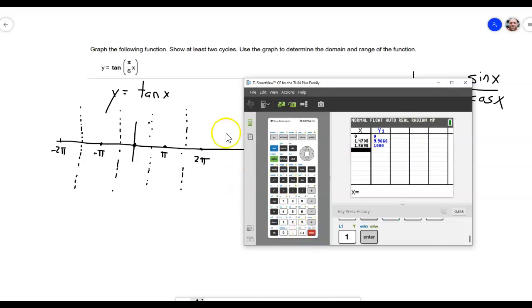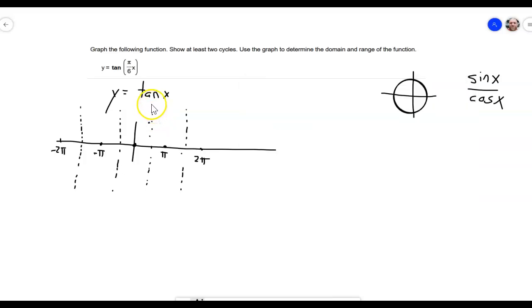And notice that's 1,000. That's a y value of 1,000. So that's way up there. So this thing, as it's approaching that asymptote, it's getting really close. Now let's do something close to negative pi over 2.